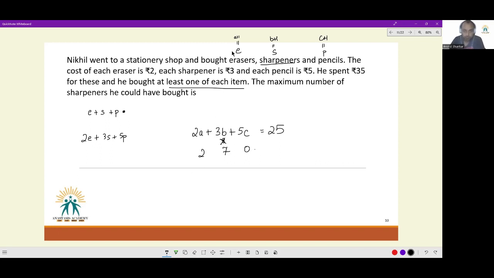If A is 2, there are 3 erasers. If B is 7, there are 8 sharpeners. If C is 0, there is 1 pencil. So the maximum number of sharpeners he could have bought is 8. This is the best case possible.